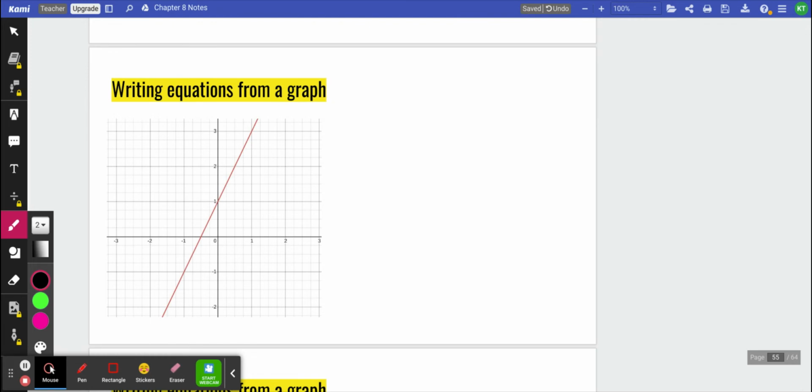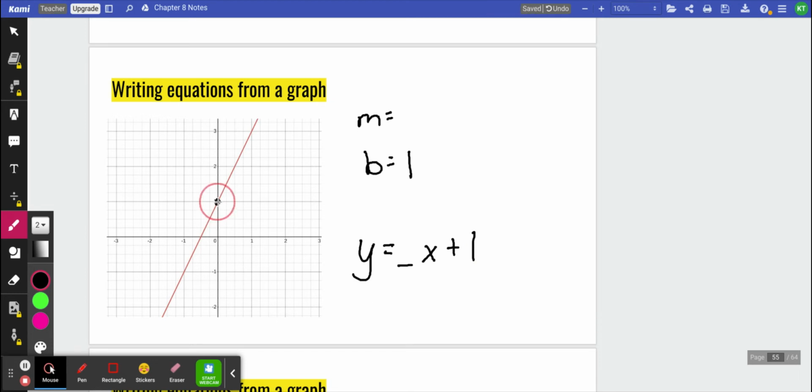Now, from a graph, remember there's two things we need. We need the slope and we need the y-intercept. So I can look at this graph and see where it crosses. That's my y-intercept, and here it's at +1. So I know it's going to be y equals something x plus 1. Now I've got to find my slope.